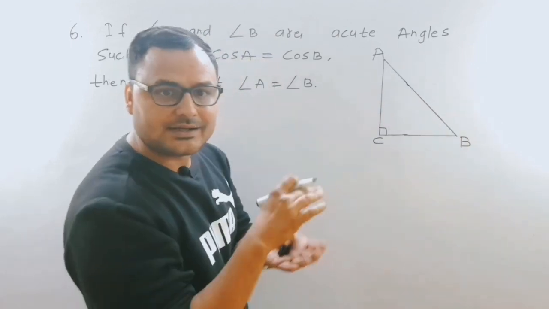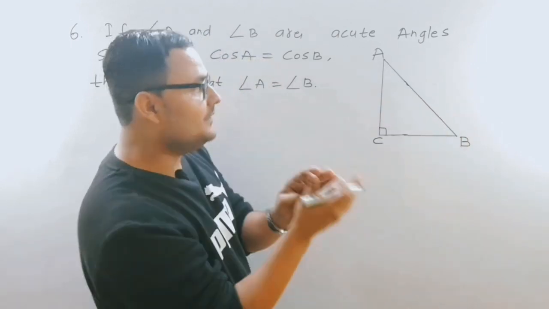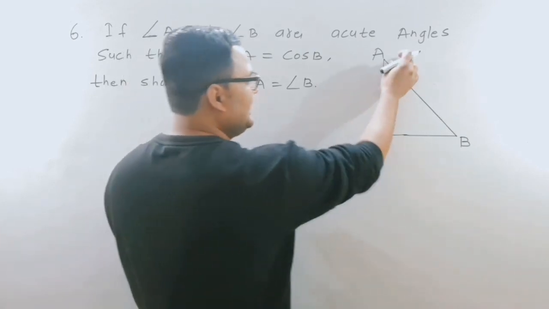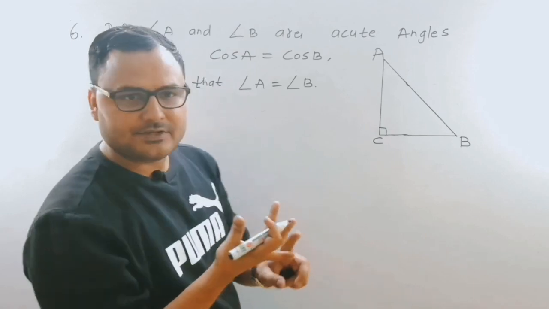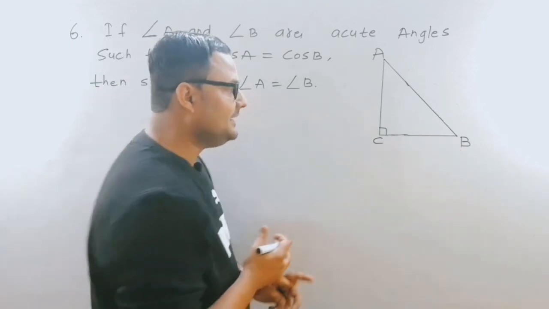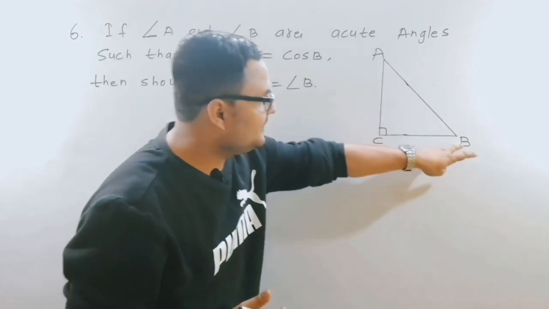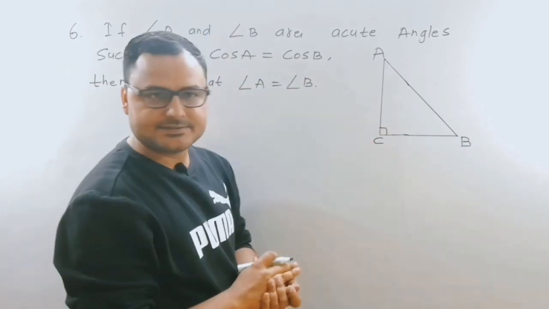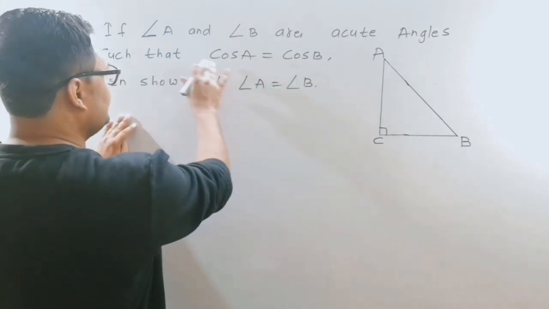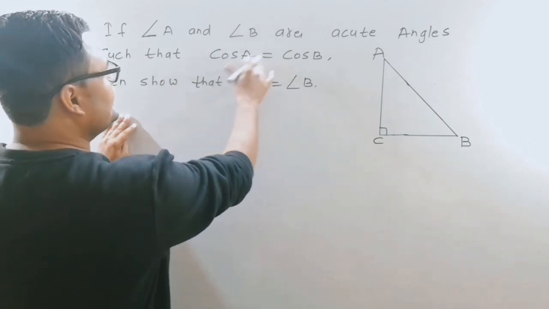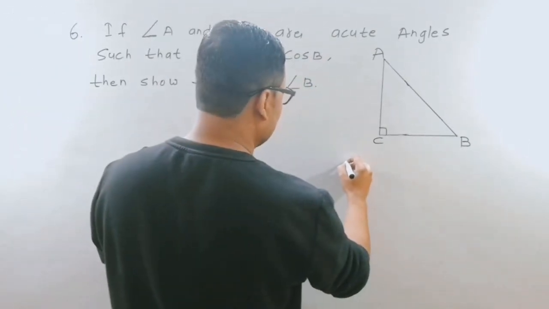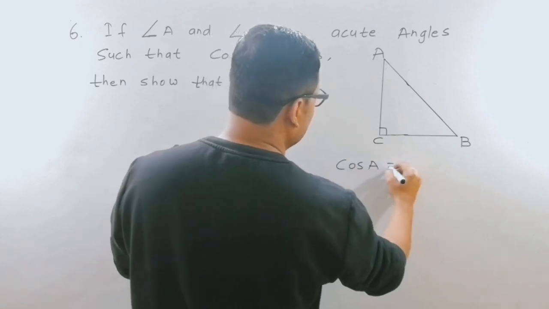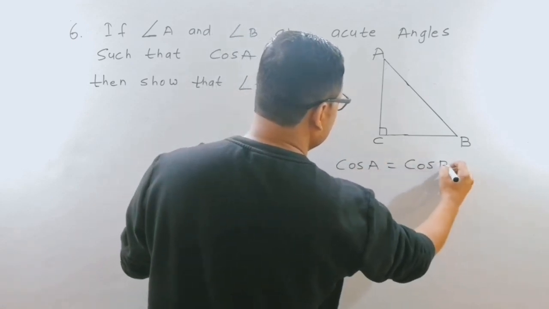So both are acute, because the value of both these angles would be less than 90. A cannot be 0. Suppose the minimum, if A is 1, B will be 89. If A is 30, B will be 60. So A and B are acute angles. Now such that cos A equal to cos B. What is given? Cos A equal cos B.